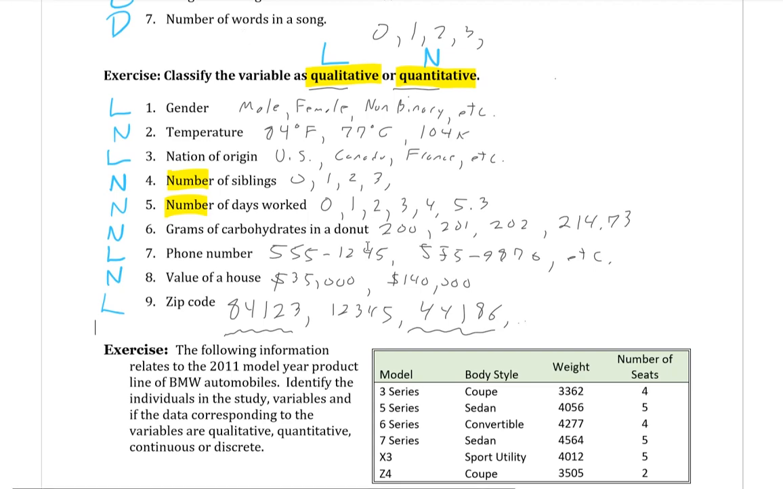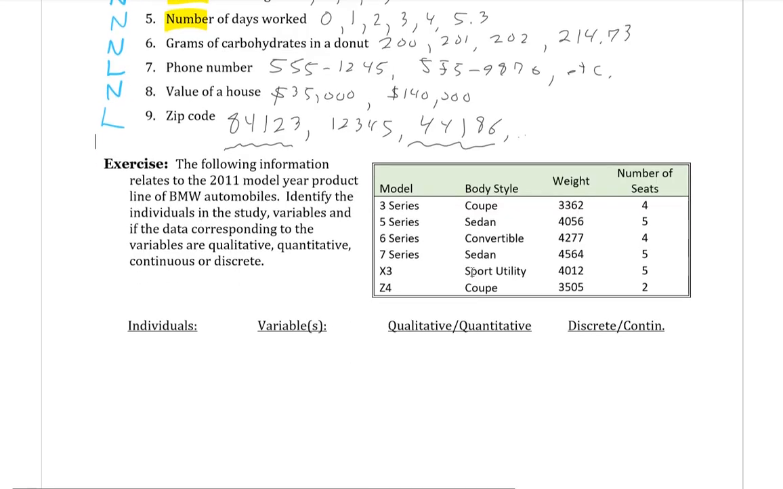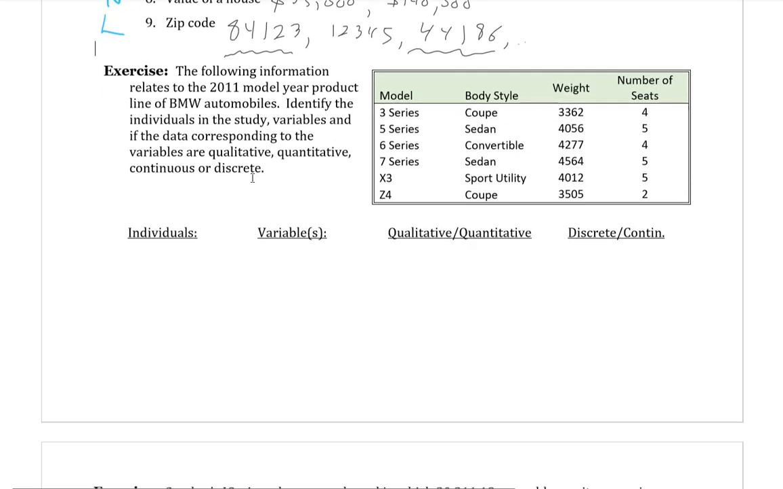Okay, so that's an example, qualitative versus quantitative. All right, got another example here. The following information relates to the 2011 model year product line of BMW automobiles. Identify the individuals in the study, the variables, and if the data is qualitative, quantitative, continuous, or discrete.